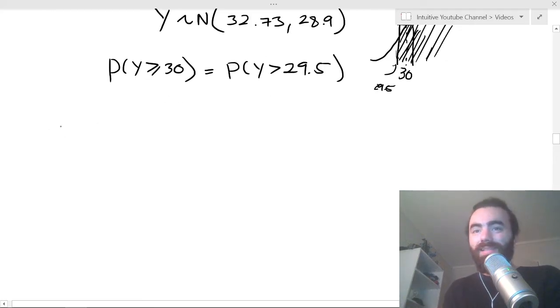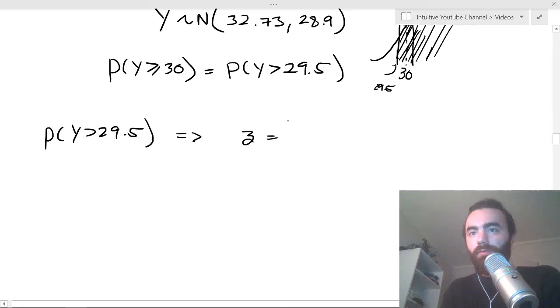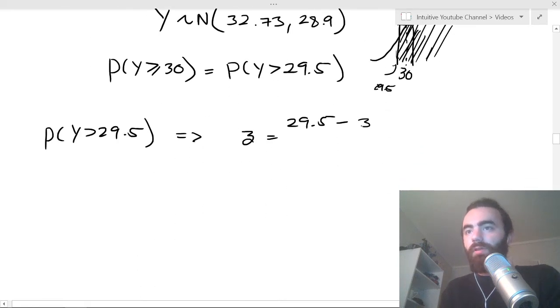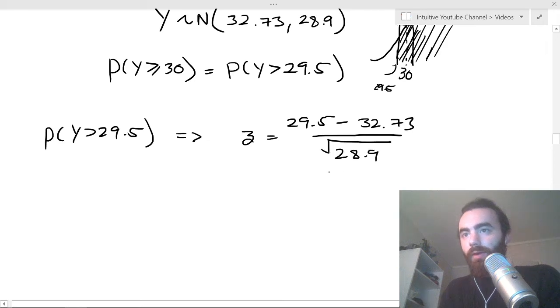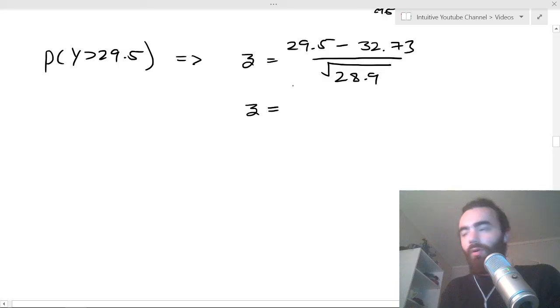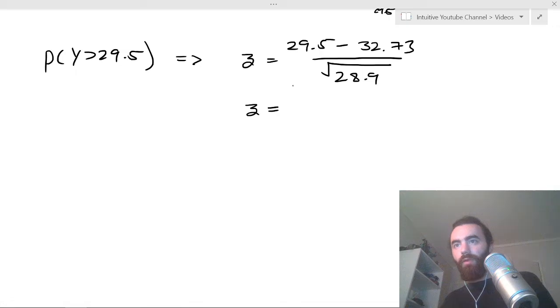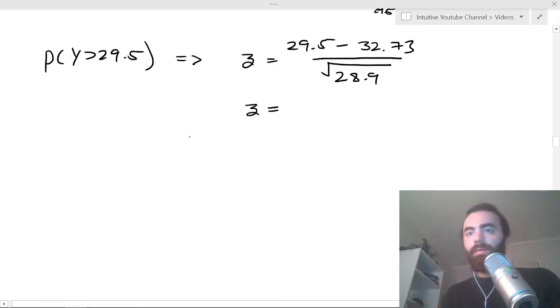So we find this. Well, what's this? We need to find the corresponding z value. So we need to find the probability that Y is greater than 29.5. Well, what's the corresponding z value for this? z is equal to 29.5 minus our mean, which is 32.73, divided by the square root of 28.9. And this gives a corresponding z value of minus 0.6008.